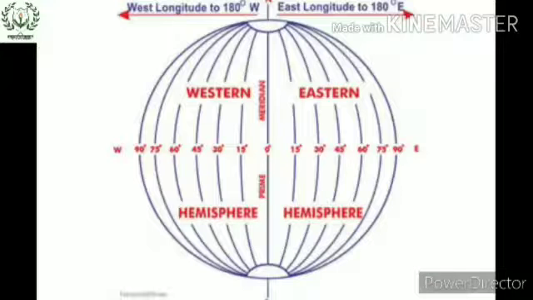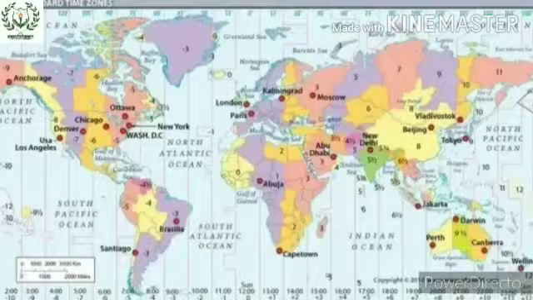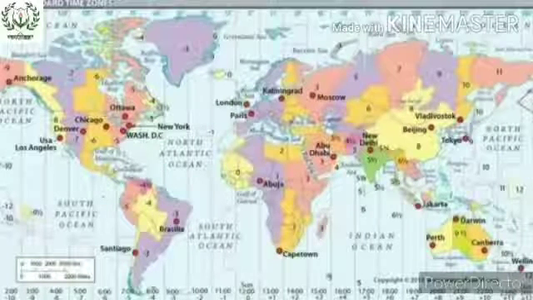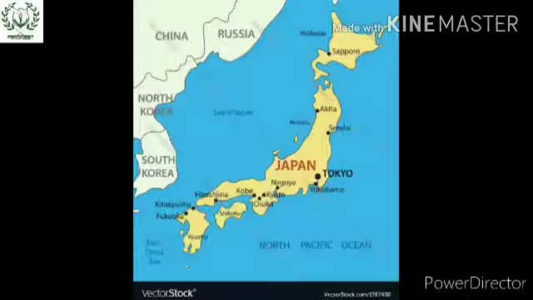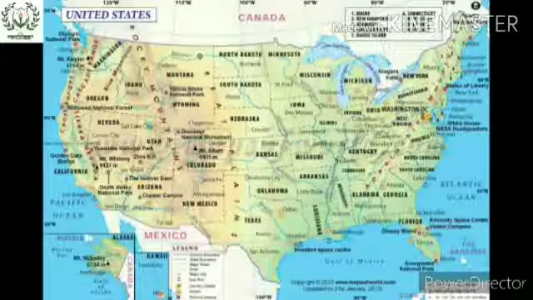The countries to the east of the prime meridian will face the sun first. Gradually, as the earth moves, the countries in the western hemisphere will face the sun. That is why the easternmost country, Japan, faces the sun first and America faces the sun last.